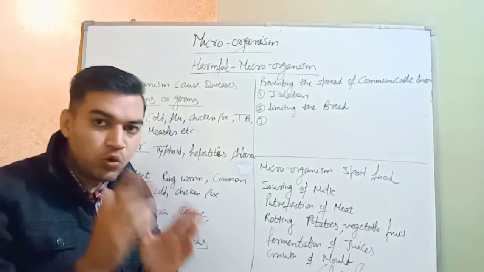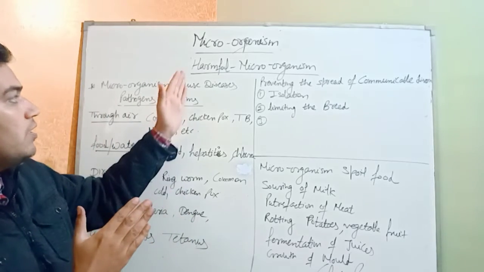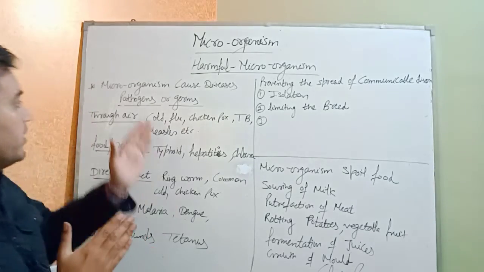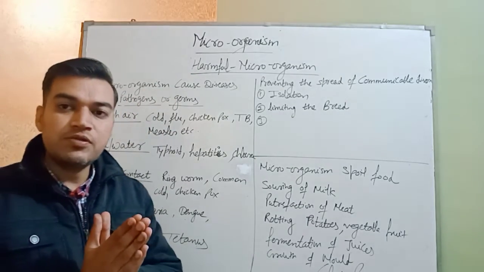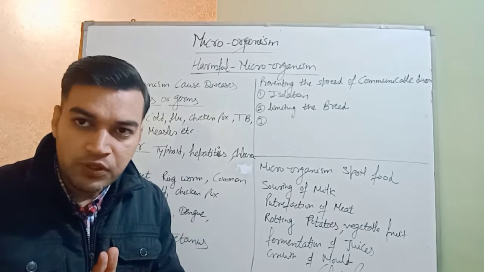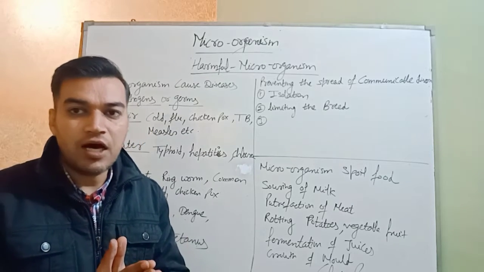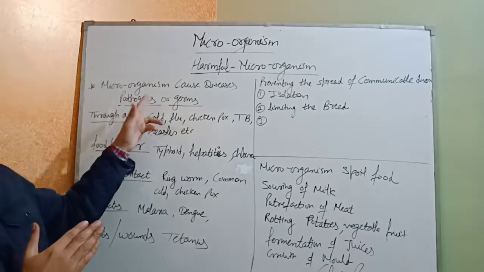And we have two different terms also for harmful microorganisms. Number 1 is pathogens and germs. They are the microorganisms which cause problems for other organisms, and are called pathogens or germs.